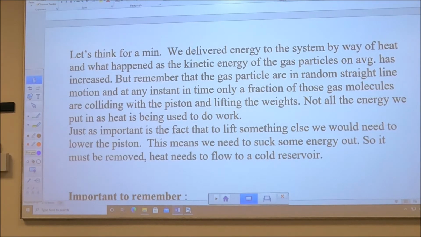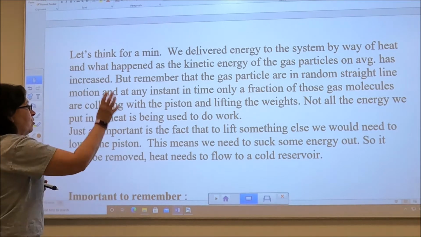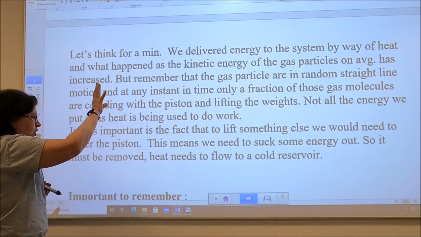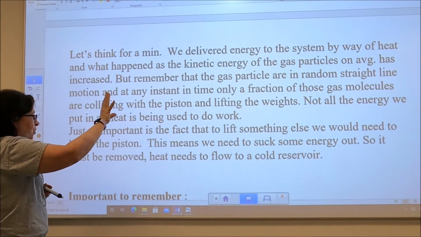So let's think for a minute. If we deliver energy to a system by way of heat, the kinetic energy of the gas particles on average increases. This means that they're in random straight-line motion and they're moving more. And only a fraction of the gas particles at a moment in time are colliding with the piston and doing the lifting. The rest of them aren't doing any of the work. So only that fraction of the particles that are hitting the piston are ever going to do work. Do the lifting.